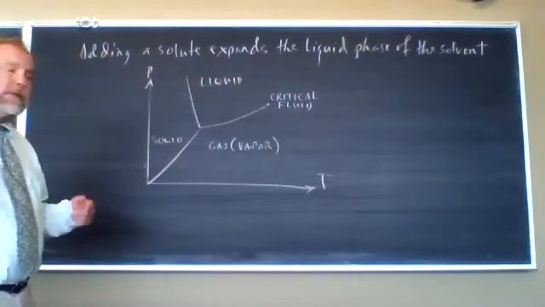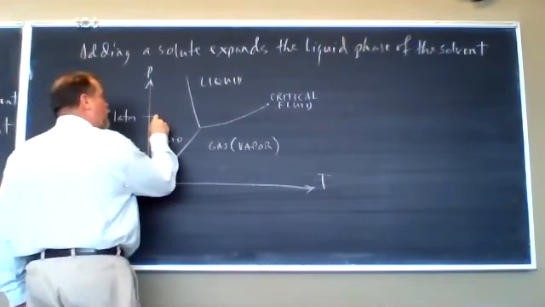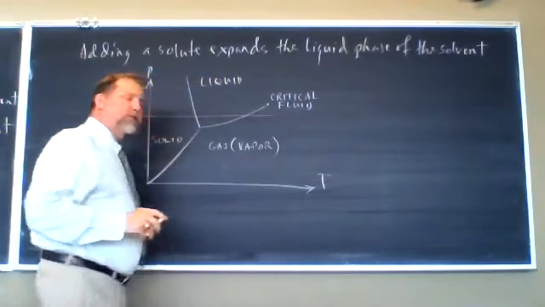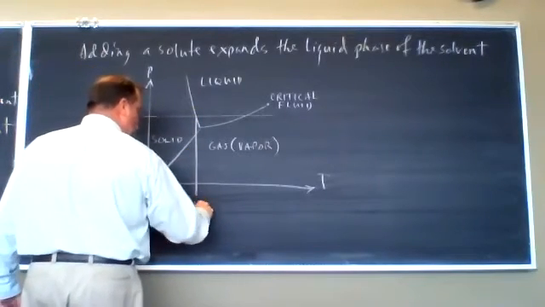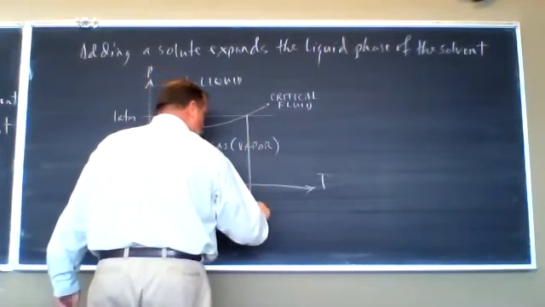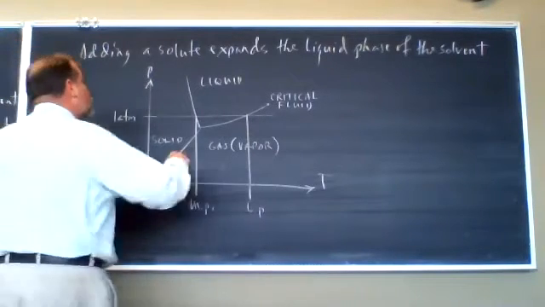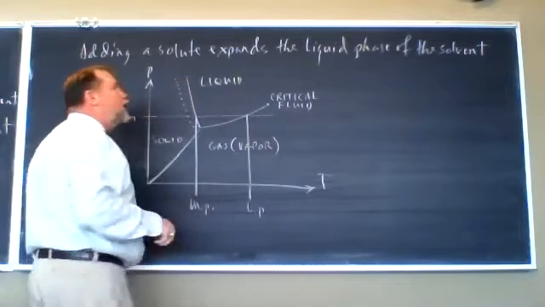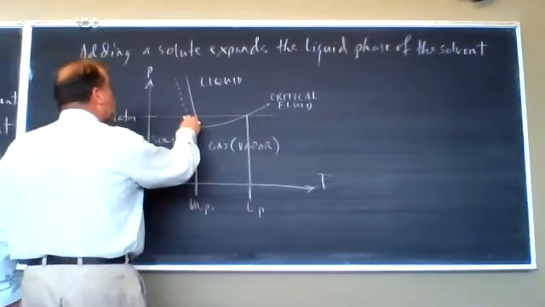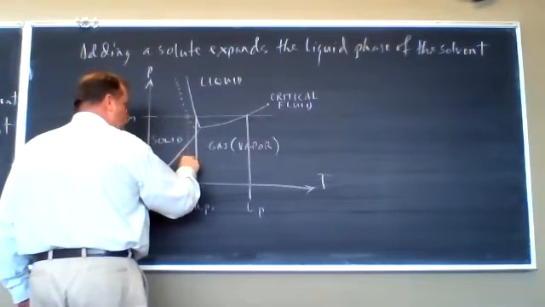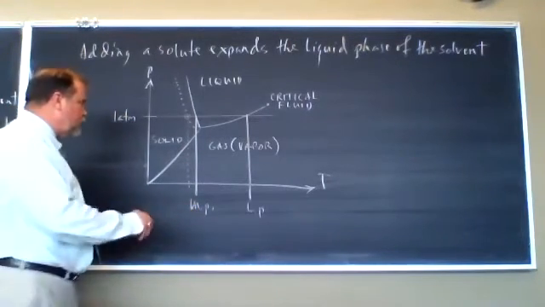But our focus right now is back in the world of 1 atmosphere of pressure. If we traverse all the way through the temperature range, we have the melting point and the boiling point of our pure solvent. If we add solute to this mix, then we end up expanding the liquid phase. The freezing point is depressed, and so we have a different melting point for the solution than we had for the pure solvent.